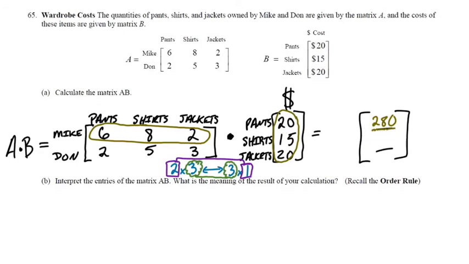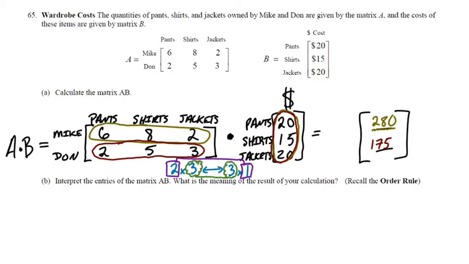Again, if you'd like to do it on the calculator, you can do that too. And then let's go to the second row there for Don and multiply his values times those prices. Add them all up, and we are looking at 175. Beautiful. There we go. We've calculated the product, matrix A times matrix B.